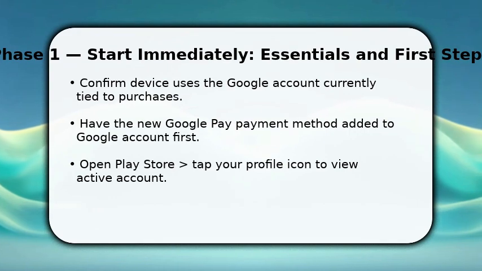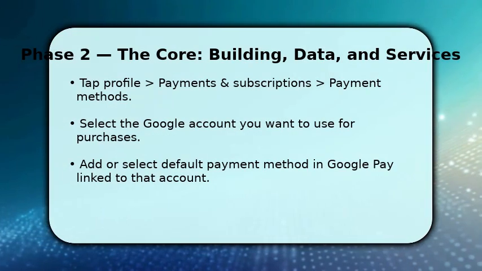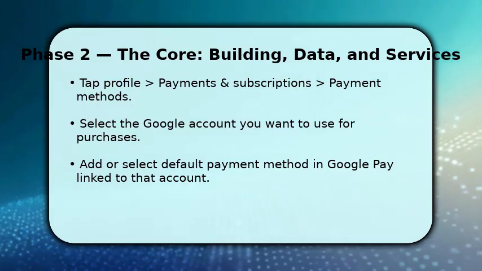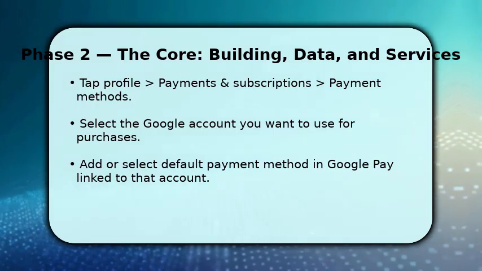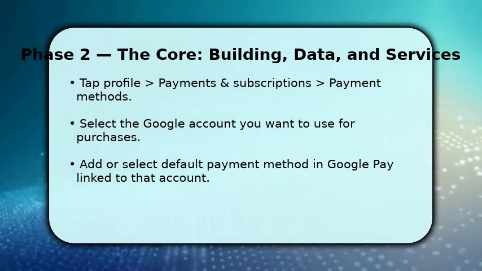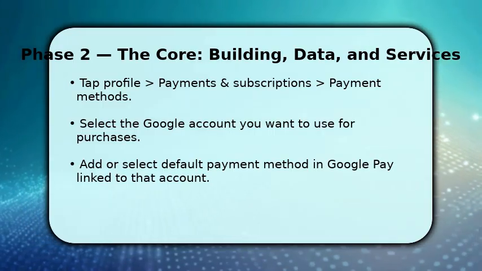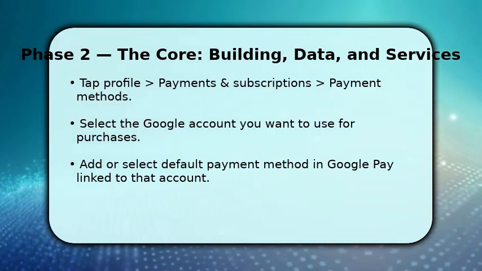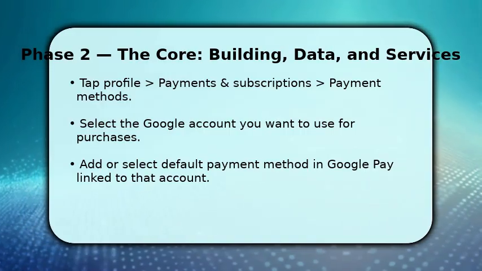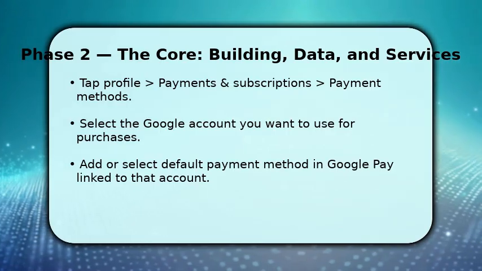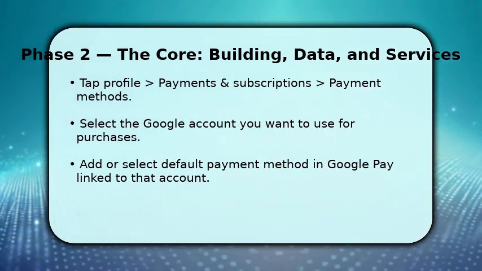Next, switch the active account in Play Store to the one paired with your desired Google Pay payment method. Tap Profile, Payments and Subscriptions, Payment methods. Play shows payment options for the signed-in account only. Choose or add the card or balance in Google Pay and set it as default. This forces in-app purchases to bill that account. If an app prompts for payment, confirm the selected account and method before completing the purchase.